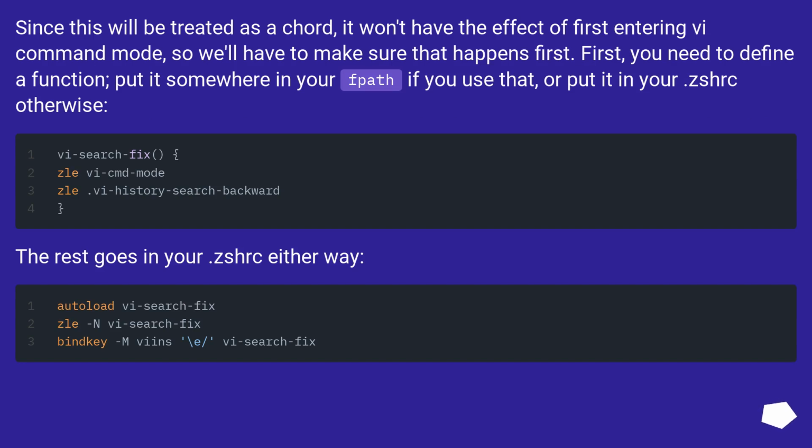Since this will be treated as a chord, it won't have the effect of first entering Vi command mode, so we'll have to make sure that happens first. First, you need to define a function, put it somewhere in your path if you use that, or put it in your zshrc otherwise. The rest goes in your zshrc either way.